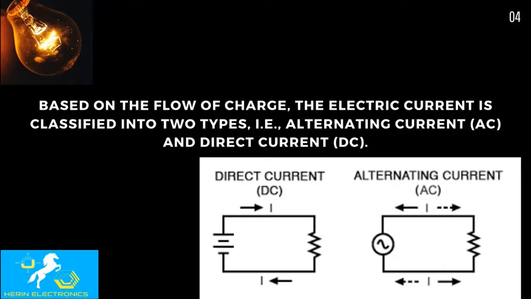Based on the flow of charge, the electric current is classified into two types, AC and DC. AC is known as alternating current, whereas DC is known as direct current. In direct current, the flow of charges is unidirectional, whereas the flow of charges happens in both directions in alternating current, hence the name. We shall know more about DC and AC now.